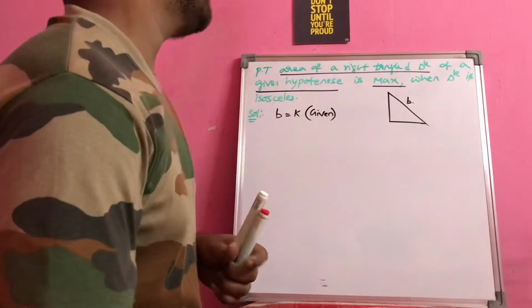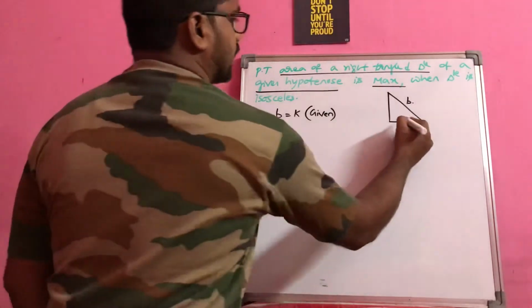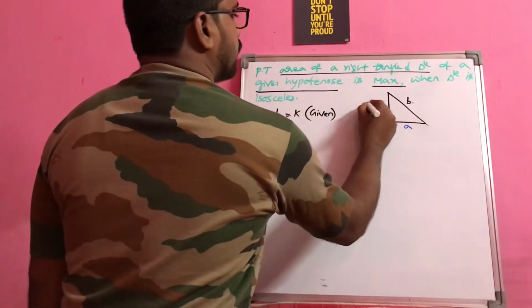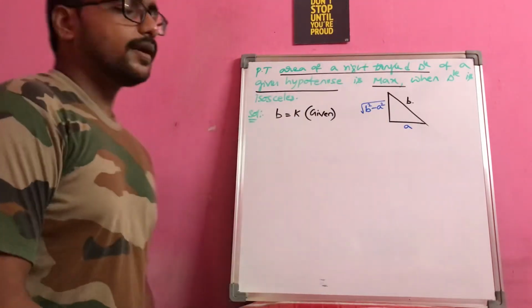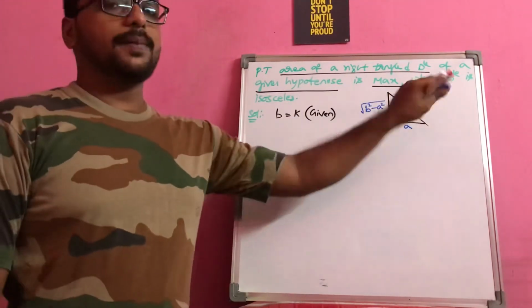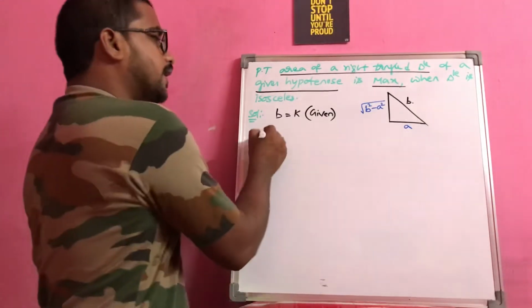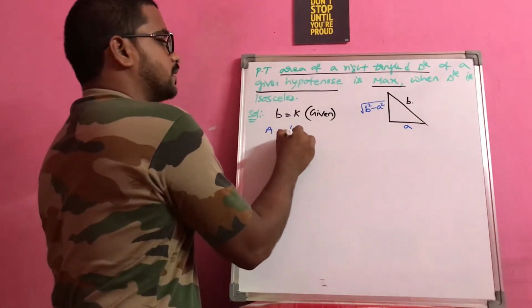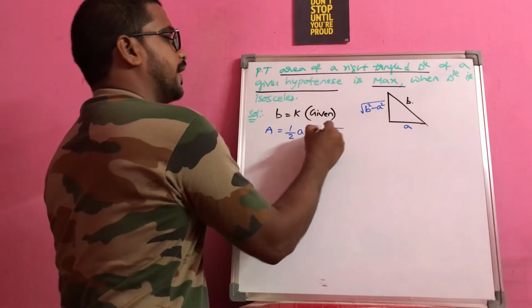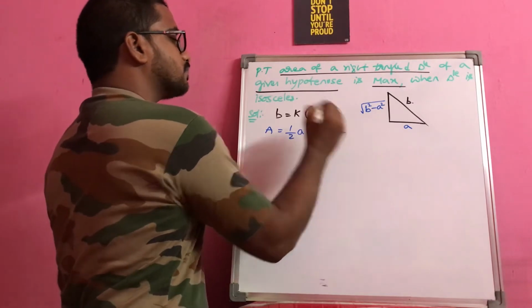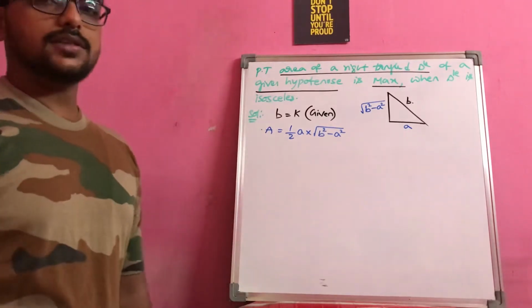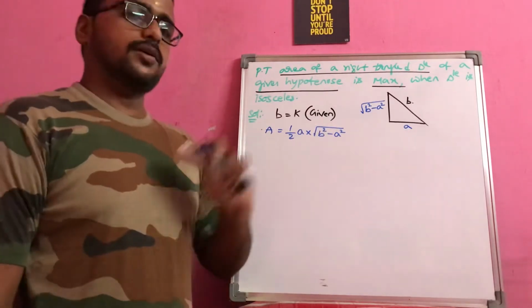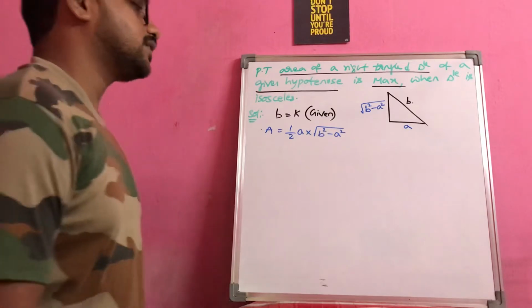Come to the next part. If I take this as a, this will become root over b square minus a square. Why? Because of the basic Pythagoras theorem. So area is the function that has to be maximized, half base into height. We identified the given, we found what is the function to be maximized or minimized, we wrote the formula. Now the question comes here, second step.